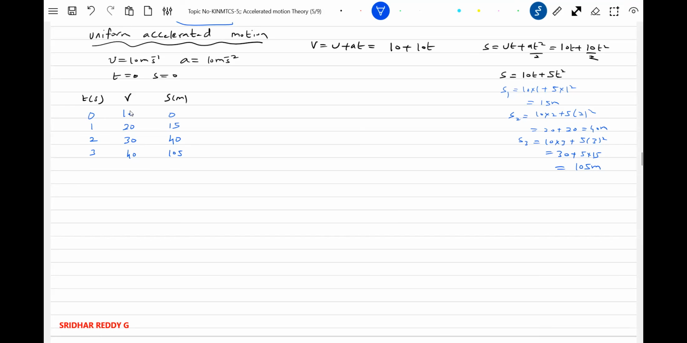Are all these calculations correct? 420. First it will cover 15, next 25, 75. No, it should be... 4, it will be 50. S4 will be 10 into 4, 5 into 4 square.